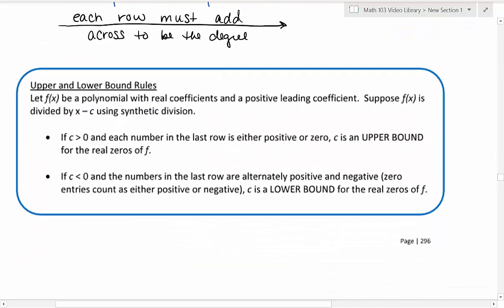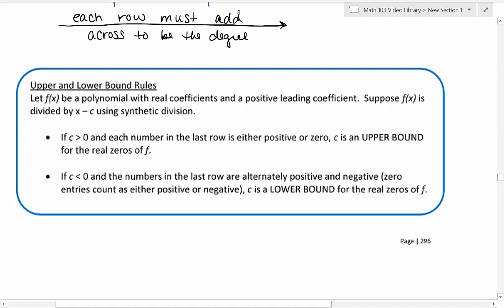The other rule that we have to help us is our upper and lower bound rules. This is something that you kind of just need to remember, and when you see it, you can let it guide you. If we let f of x be a polynomial with real coefficients and a positive leading coefficient, suppose that f of x is divided by x minus c using synthetic division. So, all right, we're set up for synthetic division. We do synthetic division. Now we're going to be looking at the results of the synthetic division.